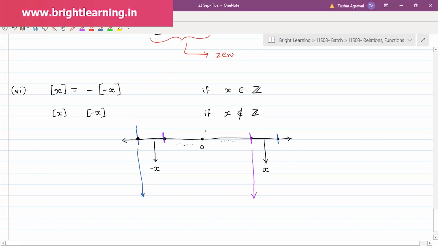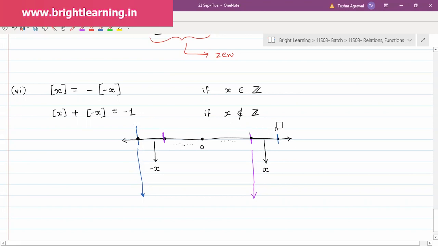Whatever the value of x is, suppose x is not an integer. If this is equal to 10, then this is equal to 11. So the counterpart, the blue value, will definitely be minus 11 only. So can I say that step x and step of minus x, their combined addition will always be equal to -1? 10 and minus 11, the addition will be -1.